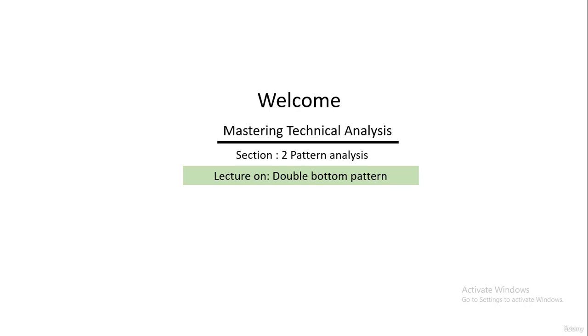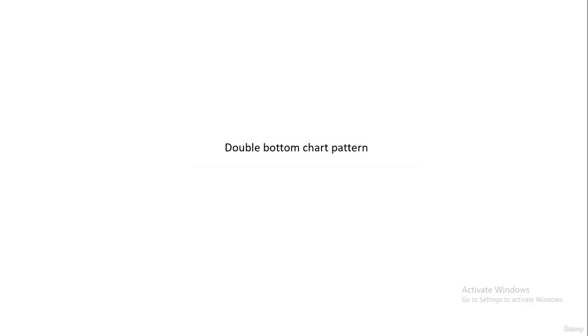In the previous lecture, I explained the basic formation and characteristics of the double top chart pattern on a price action chart. Double top is frequently used in forex and equity markets as a bearish signal. From this lecture on, we will learn another strong chart pattern, the double bottom chart pattern. So in this lecture today, I am going to tell you about the basic formation and characteristics of the double bottom on a price action chart.